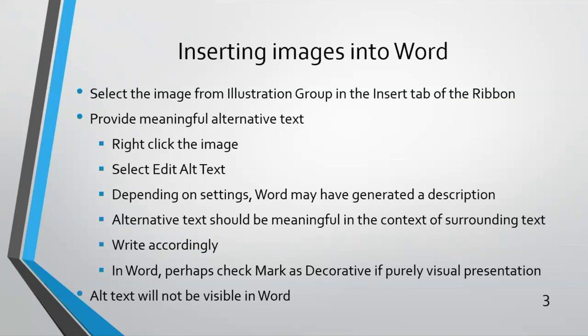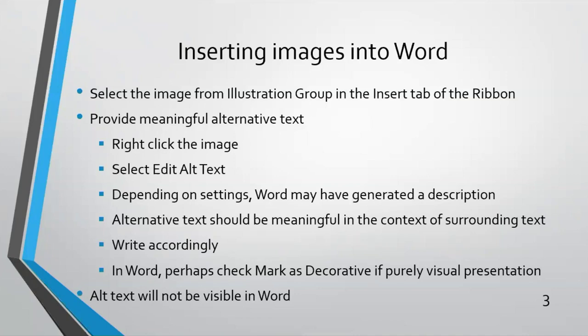Depending on settings, Word may have generated a description of the image, which may at least be useful to identify it for those of us who can't see it. Alternative text should be meaningful in the context of surrounding text, therefore write accordingly. In Word, you may want to write "decorative" as the description if the image is purely decorative. In HTML and PDF, it is possible to provide code that will stop the screen reader from recognizing the presence of decorative images, but that's not possible in Word.